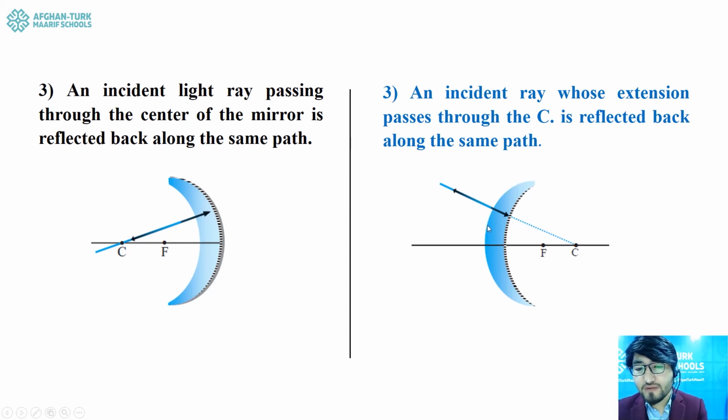Now, the convex mirror: an incident ray whose extension passes through the center is reflected back along the same path.